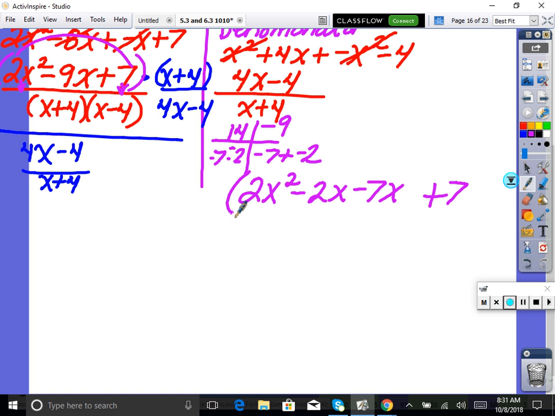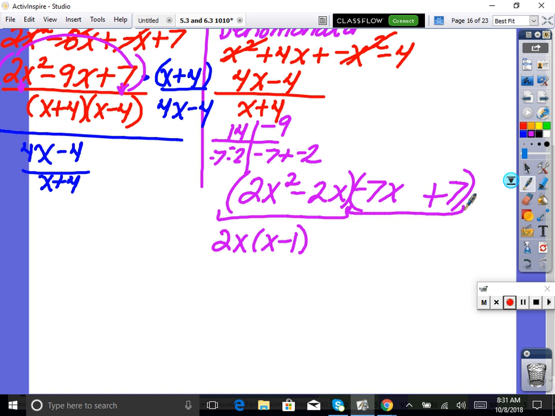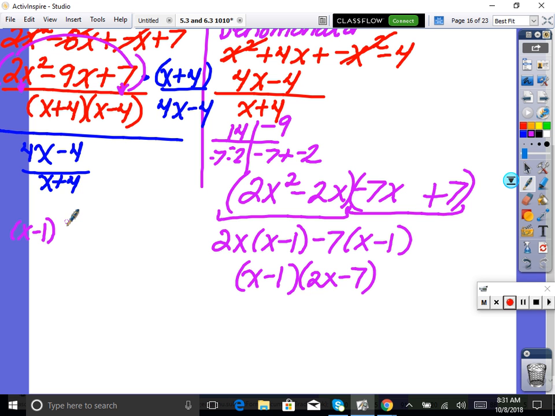Factoring by grouping. Pulling out a 2x, left is x minus 1. Pulling out a negative 7, left is x minus 1. Hopefully factoring at this point is this quick, so that I'm not confusing you. We know how to factor a quadratic. So this factors to be x minus 1, 2x minus 7, all over the factored x plus 4, x minus 4.